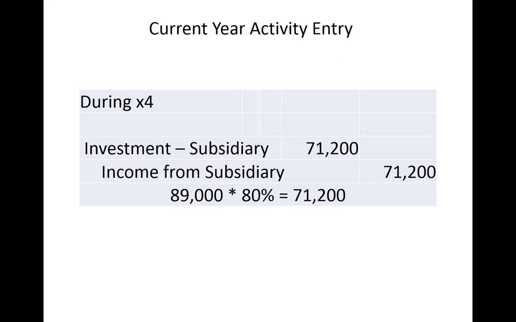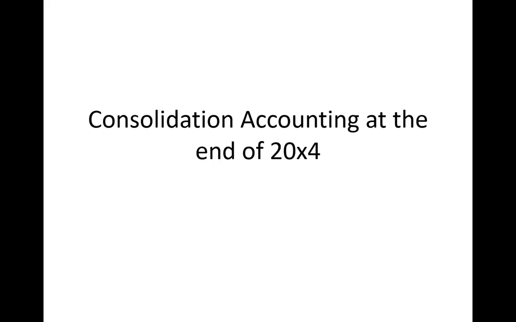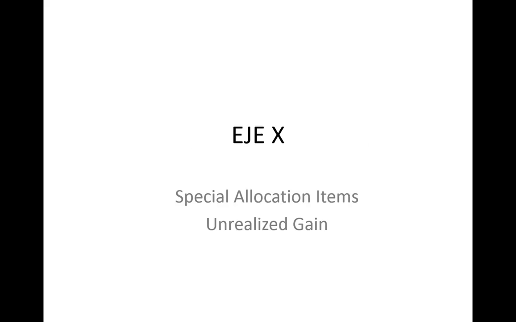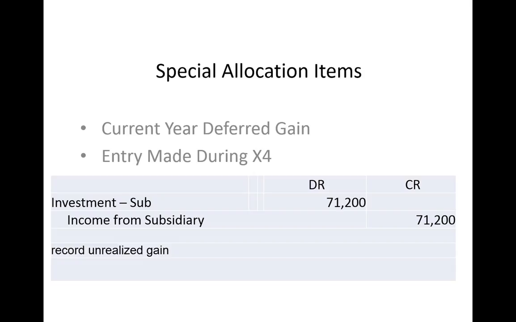So what we'll do is, once we know this, we will recognize it as part of the income from sub. So we'll debit investment sub, credit the income for the deferred amount, $89,000, times the ownership percentage that we have, which is $71,200. We can now begin the consolidation process, and we'll start with the special allocation items, which is the equity method entries that we made. And this is the entry we saw that we just made, 80% of the gain.